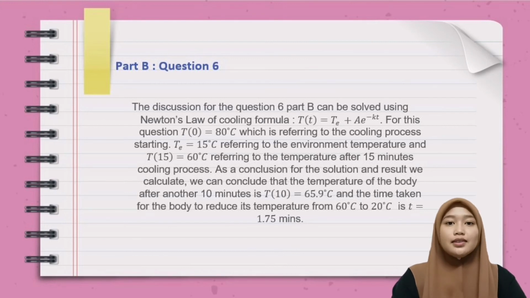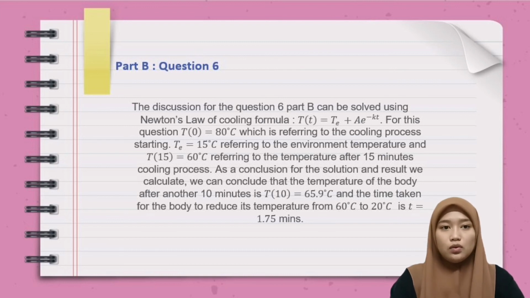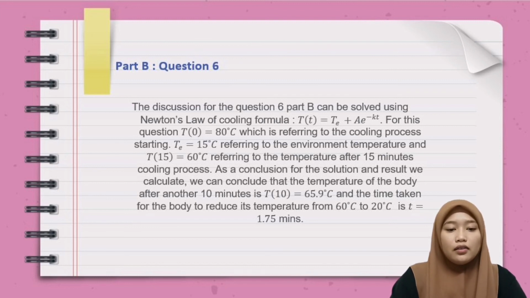Next, part B, question 6. The discussion for question 6 part B can be solved using Newton's law of cooling formula, Tt equal to T environment plus A exponent negative KT. For this question, T0 equal to 80 degrees Celsius, which is referring to the cooling process starting. T environment equal to 15 degrees Celsius, referring to the environment temperature, and T15 equal to 60 degrees Celsius, referring to the temperature after 15 minutes cooling process.